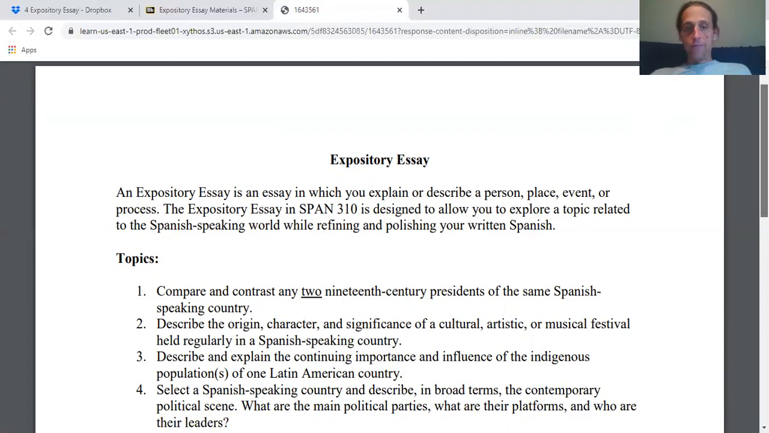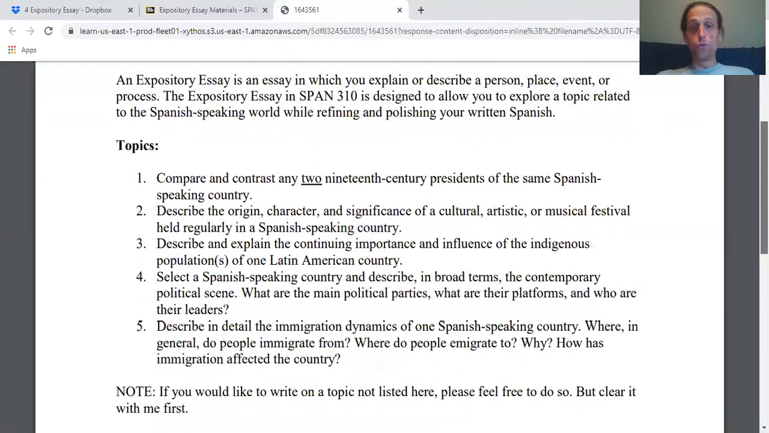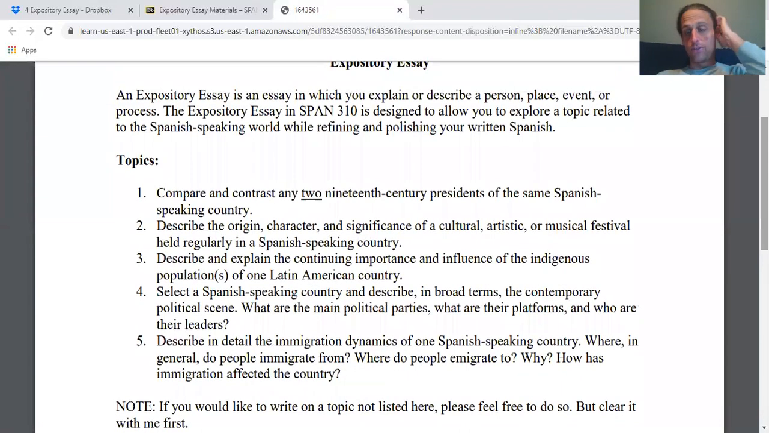Now, I have a list of topics here, 5 possible topics. These are just suggestions. You do not have to write about these topics. They're just designed to give you an idea of, I think, appropriate topics for an expository essay. So I'll talk through them very briefly, give you a sense of what sort of essay this might be, and then talk about the logistics of the essay. So here's one topic. Compare and contrast any two 19th century presidents of the same Spanish-speaking country. So learn a little bit about presidential history in the 19th century.